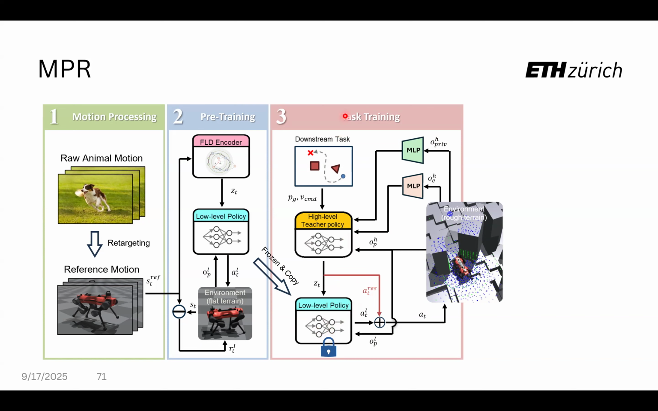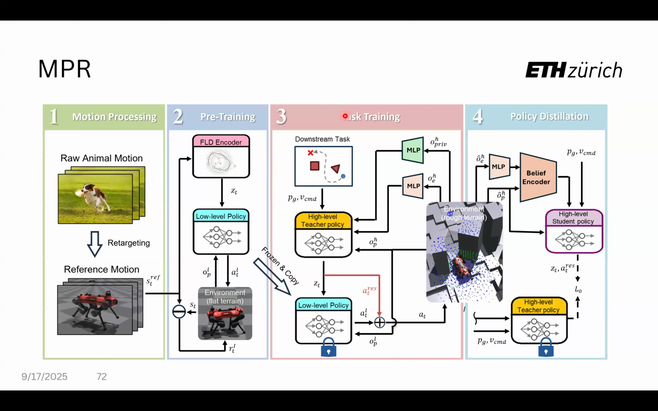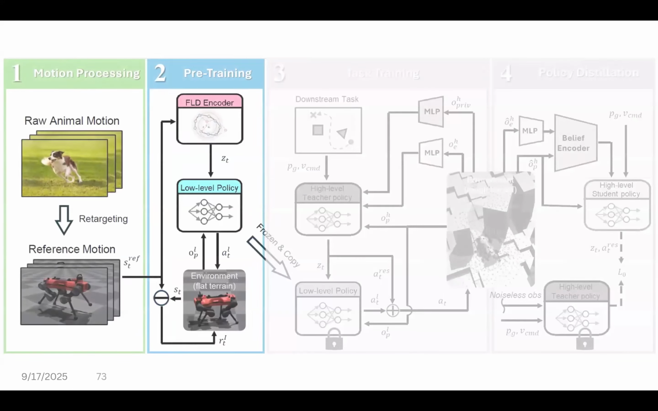This way, you can think of the low-level policy as a library of motions. When you condition it on this latent embedding, you can already do some motions, so it is a repertoire of motions. When you train a high-level policy, this really reduces a lot of the effort of learning how to walk, because that's already handled by the low-level policy. Then we do a typical policy distillation for better sim-to-real transfer.